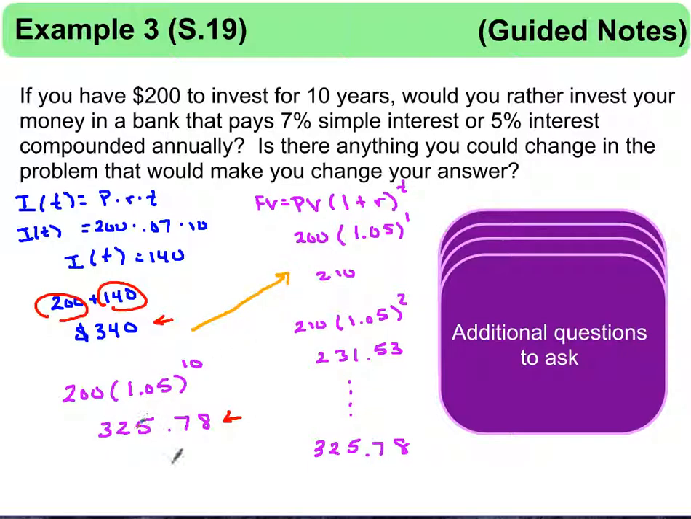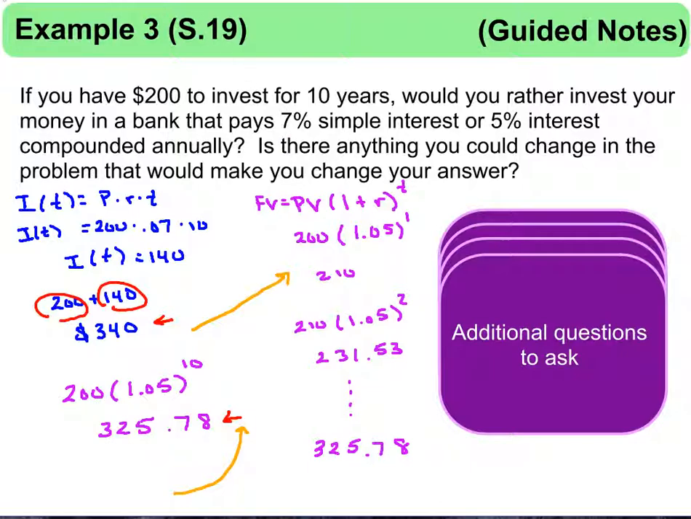Now, in this one, this is geometric. And so, yes, your graph is going to grow slow for a while, but at some point, it's going to grow exponentially. So at some point, this particular piece in this bank will be a better piece to have. It all depends on how long you leave your money in the bank. If we're saying 10 years, then yes, we would want to leave it in that given piece.